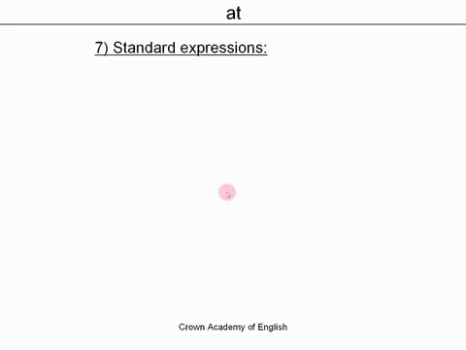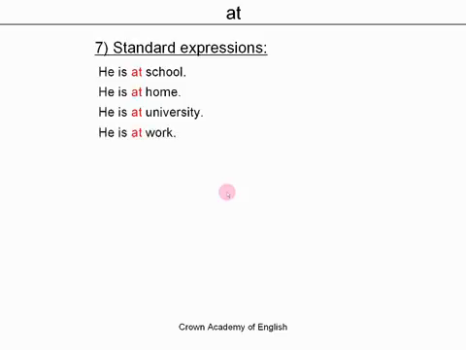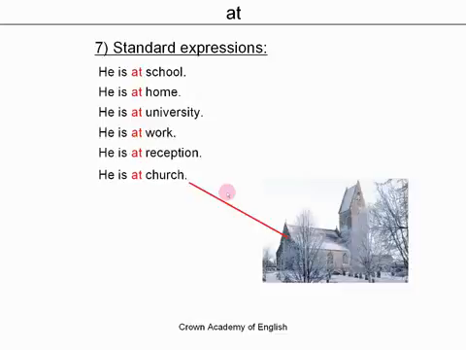And finally, for the word at, we also have some expressions. So there are no rules for these. You must just learn them. Okay. So he is at school, at home, at university, at work, at reception, at church. There is obviously a photograph of the church.